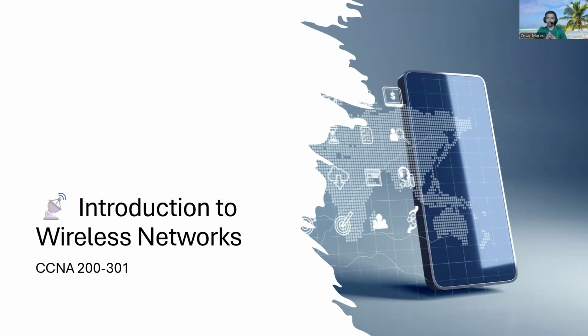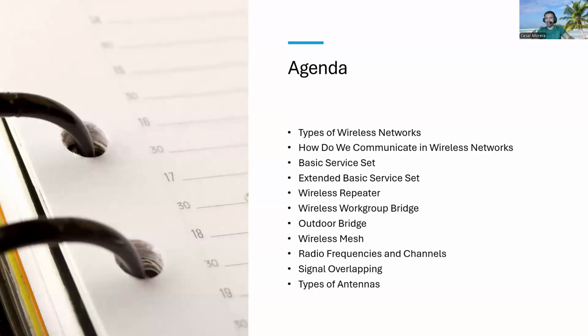So it's time to learn about wireless networks for the new CCNA certification exam 200-301 version 1, the blueprint. Let's go with this topic. We are going to learn a little bit about wireless networks, from basic to intermediate level. So let's go. First thing we have to learn is the agenda for today.